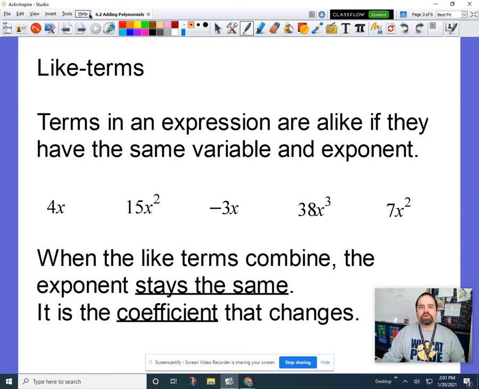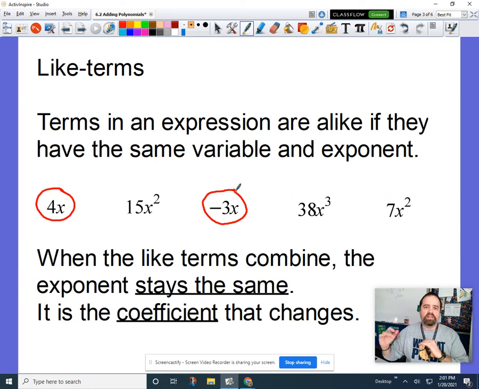Now, like terms are individual terms of an expression that have the same variable and exponent. You're trying to find matches in this mess. So when I say that, I'm looking at 4x as a like term for negative 3x, right? They have the same variable and the same exponent, right? Variable of x and an exponent of just 1.